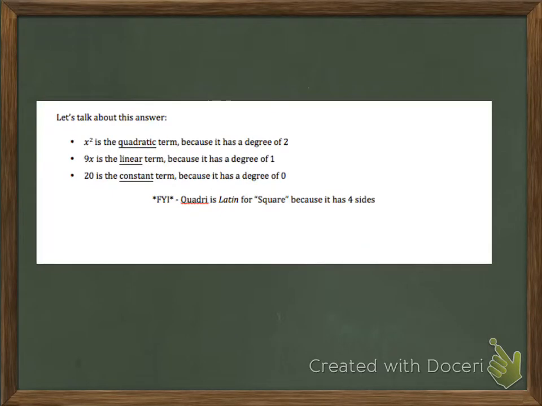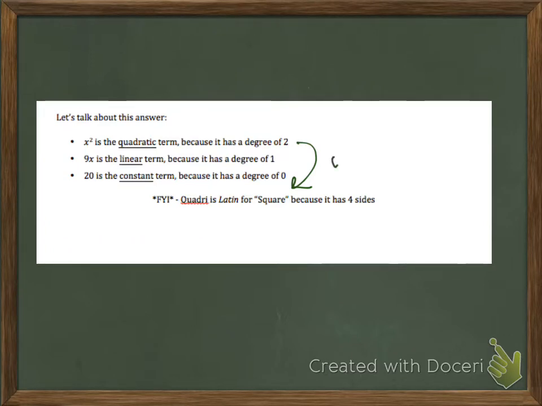So we've got just a little bit about vocabulary here, that the x squared is the quadratic term because it has a degree of 2. And we've got a little note down here for you on where that comes from. Quadri is the Latin for square, and so you have that squared, and so that is called a quadratic term. It's x squared.